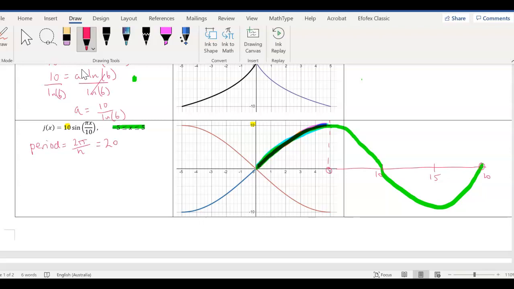And then we just solve for n. So we've got 2 pi on n equals 20, so 2 pi on 20 equals n. Therefore, n is equal to pi on 10. And the value of n is your coefficient of x. So remember, n is not your period. It helps you with your period. n is just the coefficient of x.